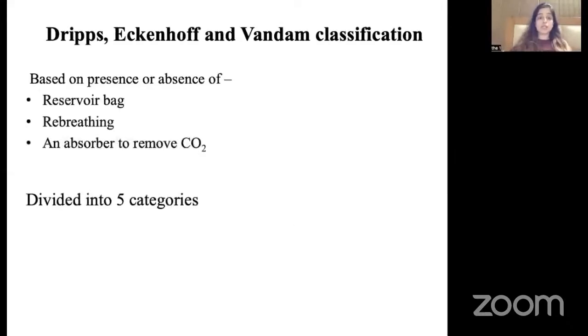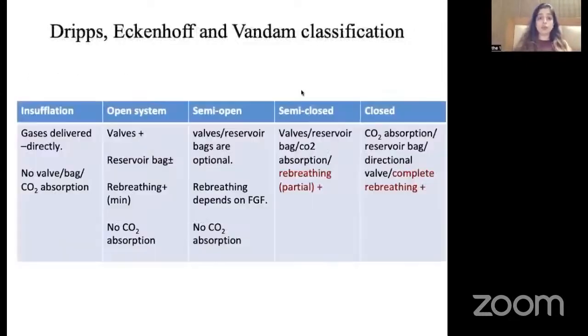Coming to the classification of the breathing circuits, there are various functional classifications of the circuits. First one is Dripps, Eckenhoff, and Vandam classification. These classified the breathing systems into 5 categories based on the presence or absence of these 3 things, that is reservoir bag, rebreathing, and CO2 absorbent. The 5 systems are insufflation, open, semi-open, semi-closed, and closed.